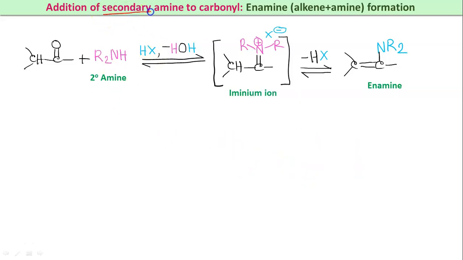Addition of secondary amine to carbonyl, and the final product is enamine, which is basically a combination of two names, alkene and amine, that is ene and amine, together it is enamine. So in enamine there is a C=C double bond, then a single bond to N. This unit will be present. So ene is for this part and amine is for the other part. It is a combination of two groups, that is why it is called enamine.